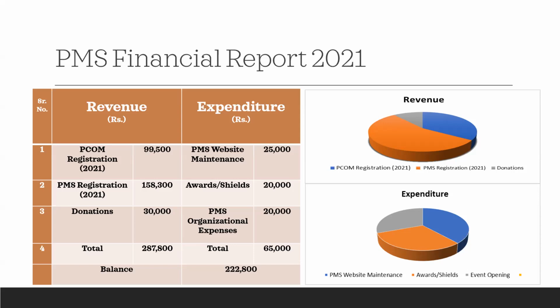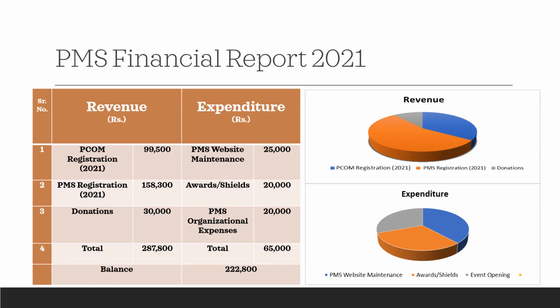So I'll discuss some of the revenue areas from where we actually generated it. First of all, from PCOM registration 2021, we generated 99,500 rupees. And other than that, from PMS registration, we can see that 158,300 rupees has been generated. However, some of the amount has been generated from donations as well. So in total for the year 2021, we got 287,800 rupees.